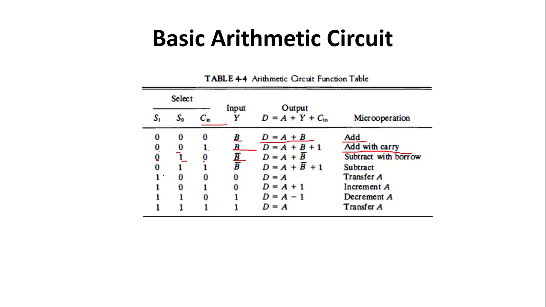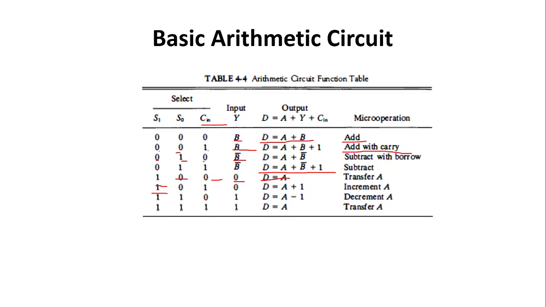The next is S1 as 0, S0 as 1 and Cin as 1 and B bar is equal to Y, then D is equal to A plus B bar plus 1. This is a subtraction operation. Next, when S1 is equal to 1, S0 is 0 and Cin 0 and input Y is equal to 0, then D is equal to A. This means a transfer micro operation of A.